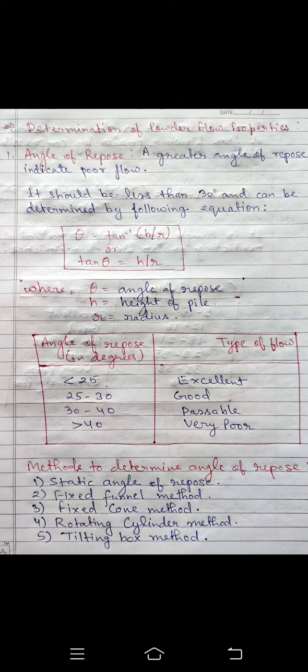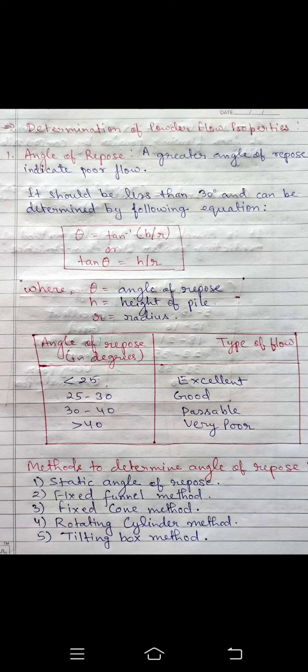So the first one is angle of repose. Here a greater angle of repose indicates very poor flow of the powder. It should be less than 30 degrees and can be determined by the following equation: theta equals tan inverse of h divided by r. Here theta is the angle of repose, h is the height of the pile, and r is the radius of that particular pile.